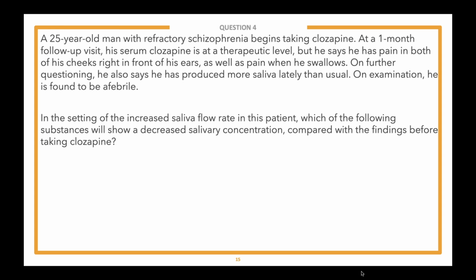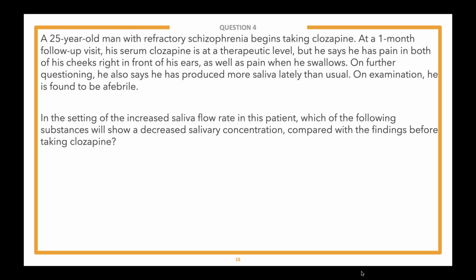A 25-year-old man with refractory schizophrenia begins taking clozapine. At a 1-month follow-up visit, his serum clozapine is at a therapeutic level, but he says he has pain in both of his cheeks right in front of his ears, as well as pain when he swallows. On further questioning, he also says he has produced more saliva lately than usual. On examination, he is found to be afebrile.